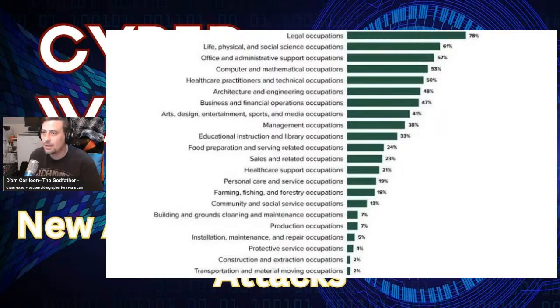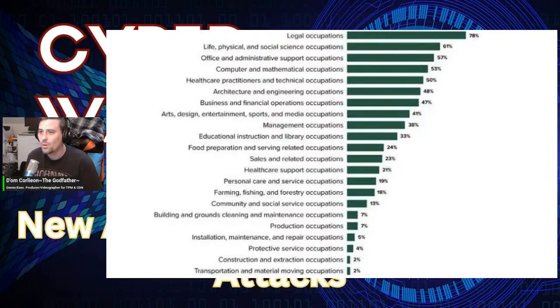Educational instruction and library, that's already done as well. We have a lot of educational stuff being run by AI. ABC Mouse is one of them. Audible, and Amazon as far as library occupations where you can get all your books and stuff like that.